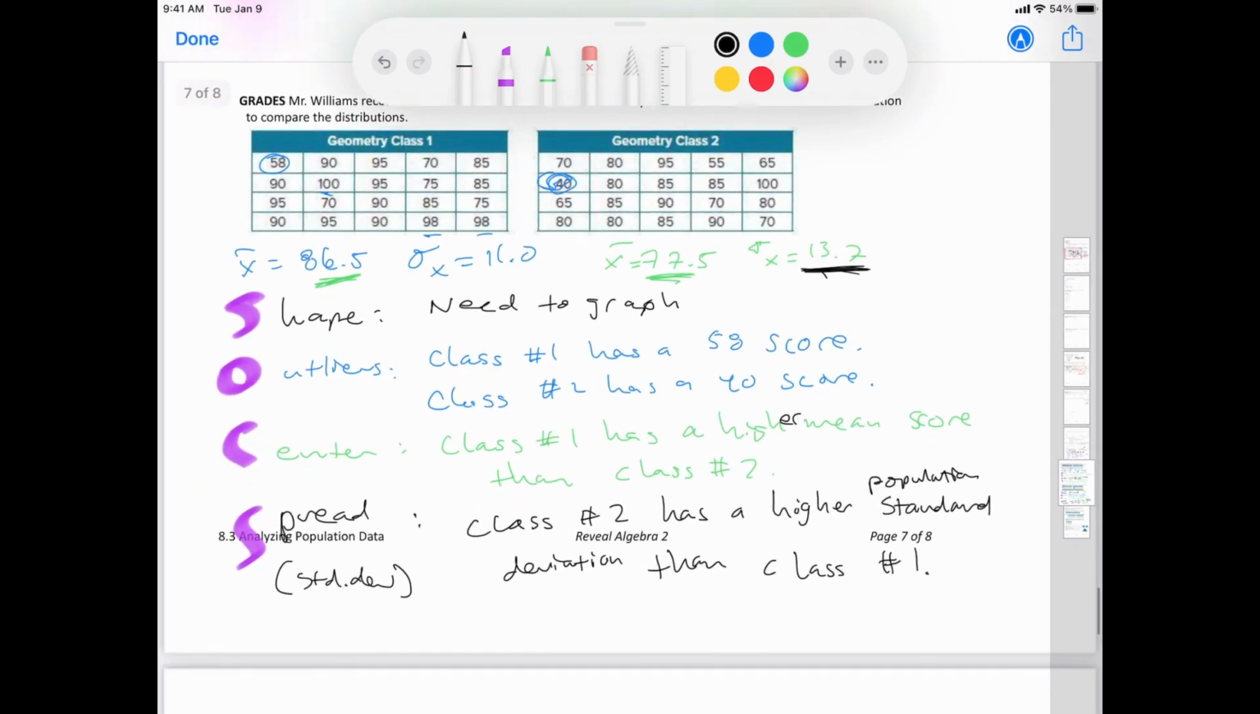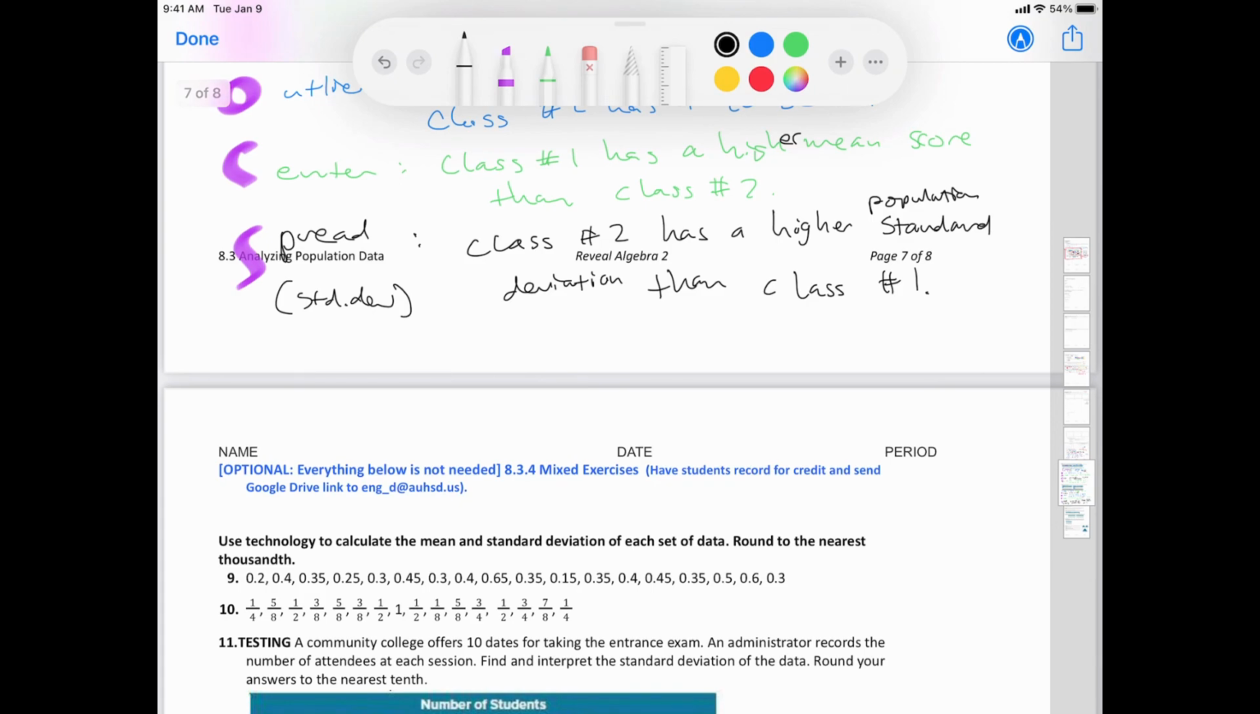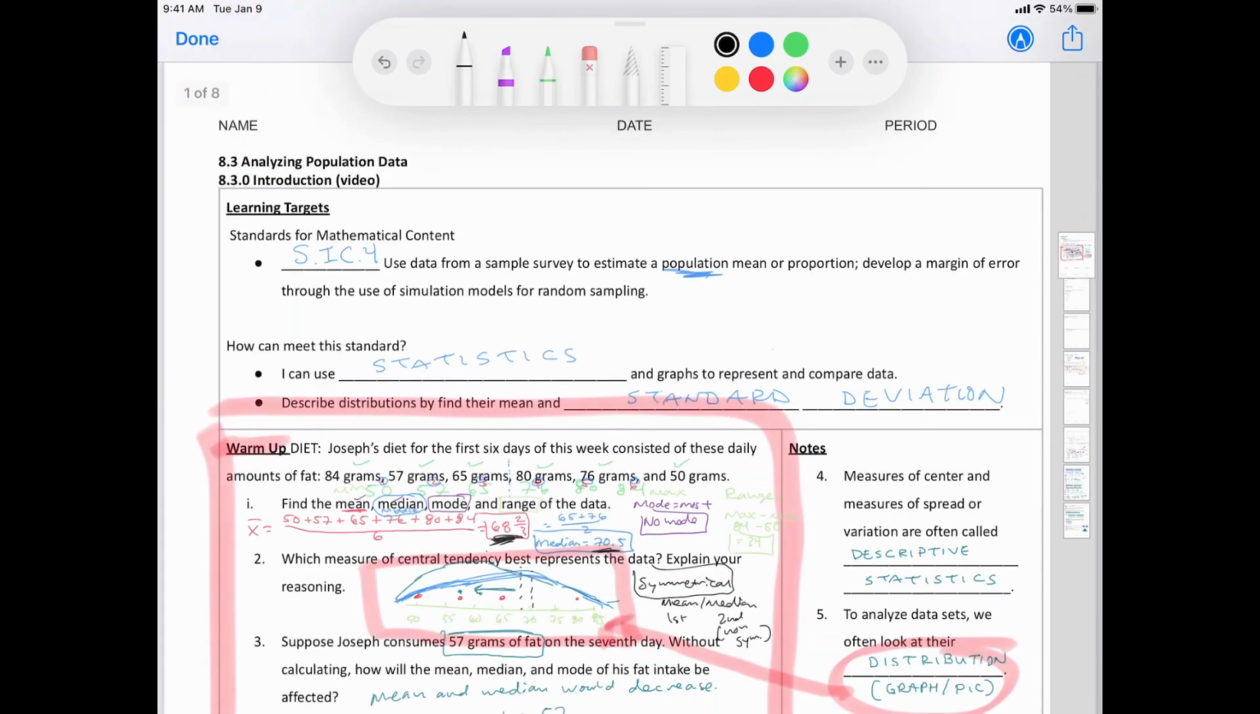Okay, so down here, these are optional. That means you don't have to do them. And so just to review, we're using statistics, and we're describing these distributions by using standard deviation. We'll see you guys later.